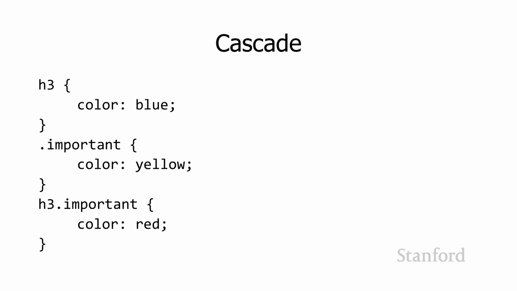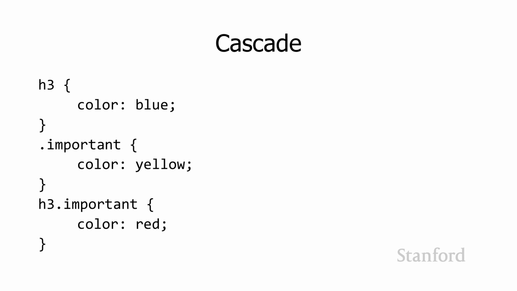You can have multiple rules which conflict with each other. So here I'm saying all H3s should appear in blue, and things that are important should appear in yellow, and H3s that are important should appear in red. And so the question is, if you've got an H3 that's important, does it appear in blue, yellow, or red? And the answer is red. So basically, the simple handy rule is the more specific elements are going to win. So dot important is more specific than an H3. An H3 and dot important is more specific than just dot important. So the most specific rule wins.